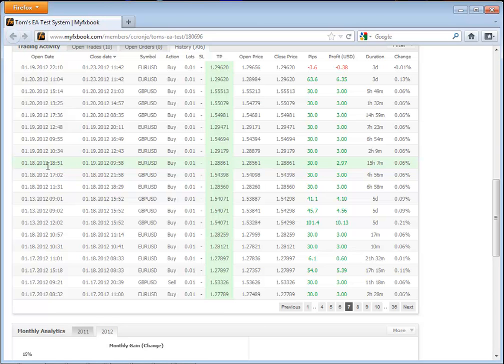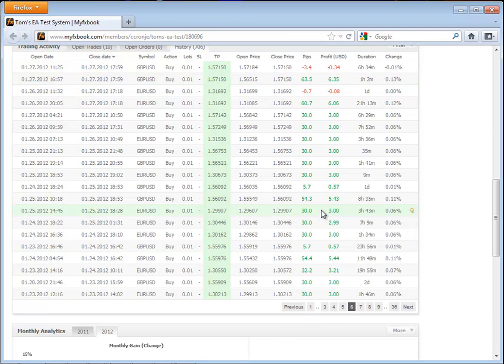This entire time, from the 18th on, Tom's EA was making money on the long side, on the buys. So here you can see a pound trade that brought in 30 pips, another pound trade, 30 pips, and this continues on during the whole drawdown for 30 days, almost a month, where the pound is making money on the long side. And if you have an account in the U.S. that doesn't allow hedging, you may not be able to participate in that move. So I think it's important to find a broker that will allow you to hedge.